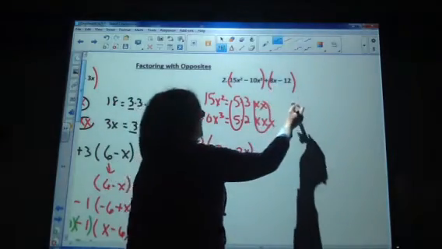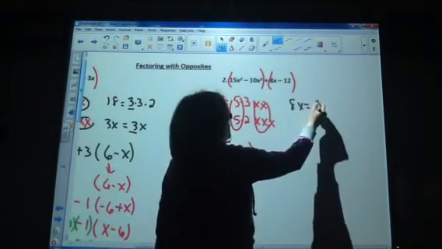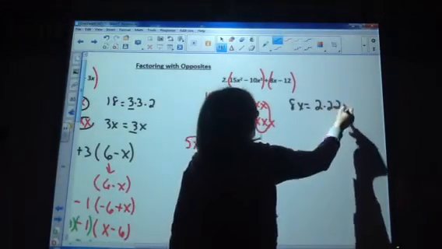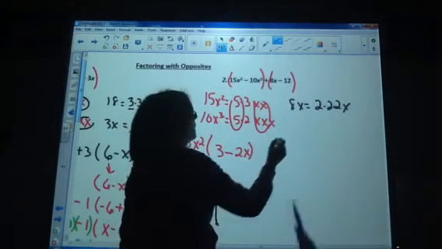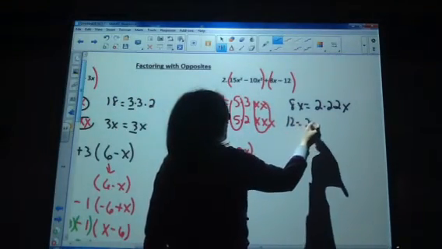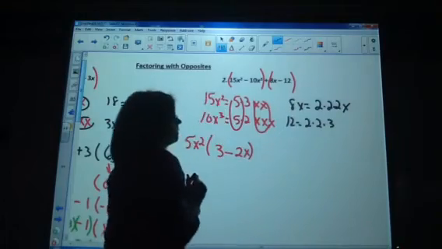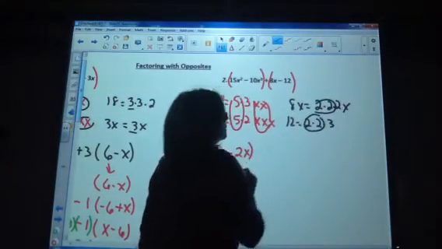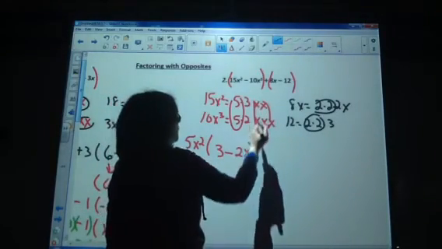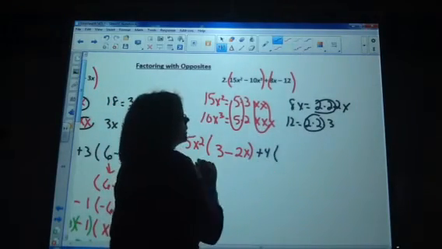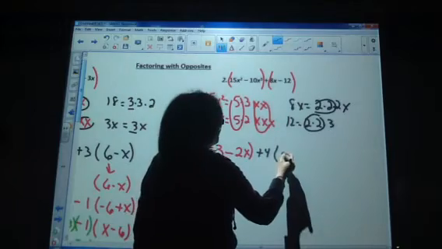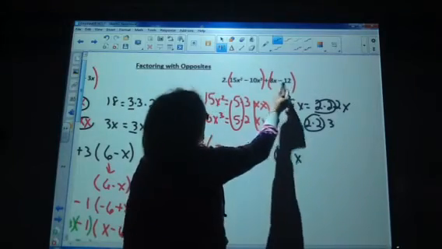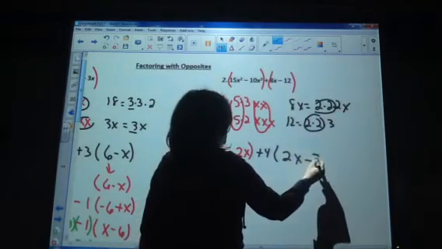Now let's factor out the second binomial. 8x is 2 times 2 times 2 times x. And then 12 is 2 times 2 times 3. Okay? So we can factor out a 4. So that's a positive 4. And what we have left is 2x minus 3.